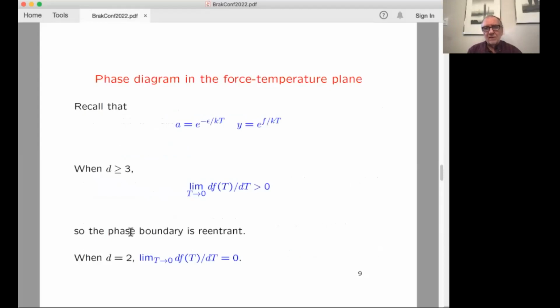So what does the phase diagram look like in the force-temperature plane? So remember that a is eta minus epsilon over kT, and y is e to the power f over kT. So what I'm going to do is replace a and y by those quantities and translate the results I've just told you in the a-y plane to the force-temperature plane. So when d is greater than or equal to 3, it turns out that the limit as t goes to 0 of the derivative df by dt is positive. So that says that at low temperatures, the force required to pull the walk off the surface increases as the temperature increases, which is at least a mildly surprising result.